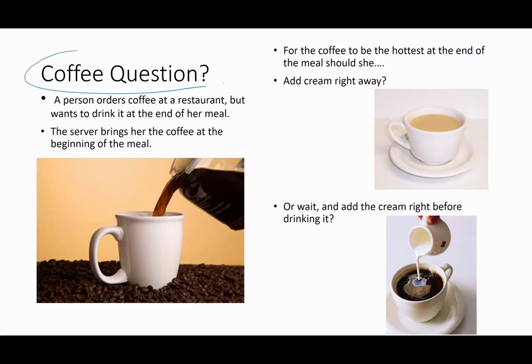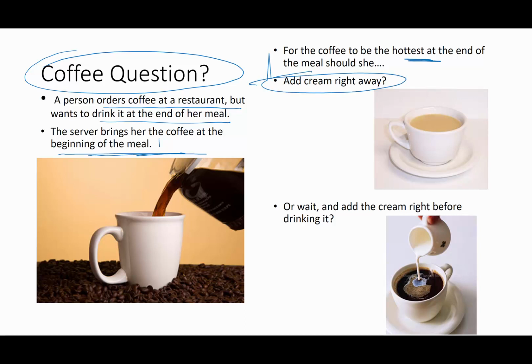Here's a question about that temperature gradient to see if you grasp the idea. Let's say a person goes to a restaurant and orders coffee with their meal, and they don't plan on drinking the coffee until the end of the meal, but the server brings it at the beginning. You want to keep your coffee as warm as possible, and you like cream. So here's the question. If you want to keep your coffee the hottest at the end of the meal, should you add the cream right away, or should you wait and at the end of the meal add the cream right before you drink it?